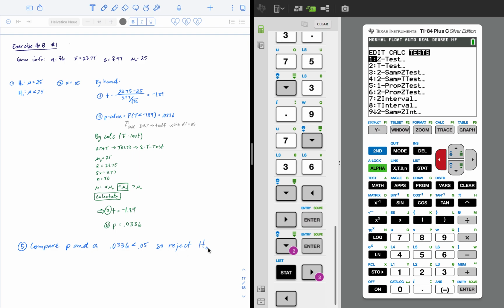And because this problem didn't have any other information, we don't have to write a concluding sentence. This was just generic information. So all we know is that we reject the null hypothesis in favor of mu less than 25. The mean is less than 25. And that's it.